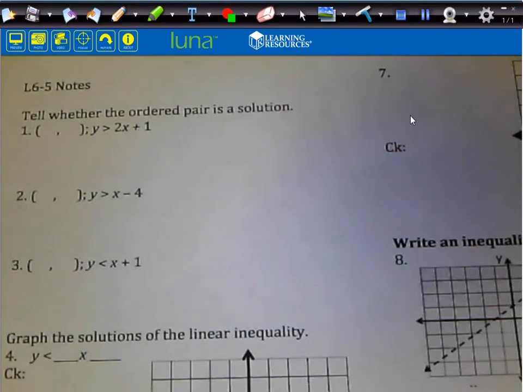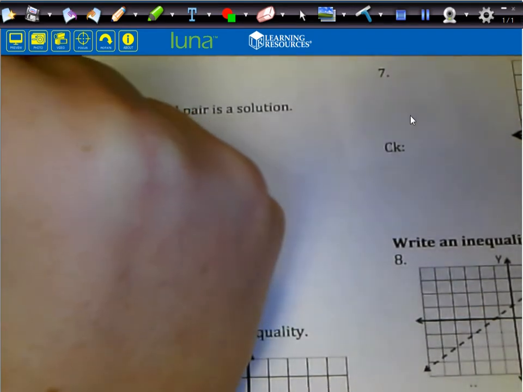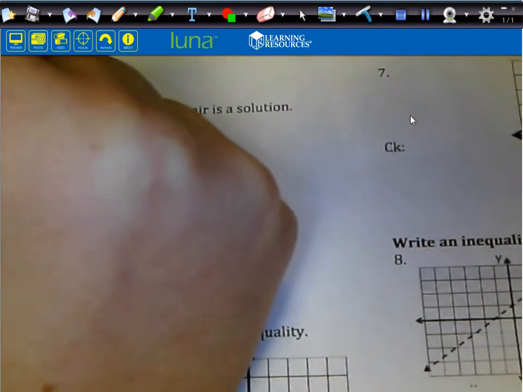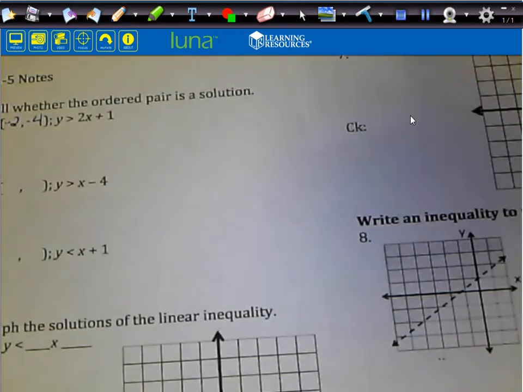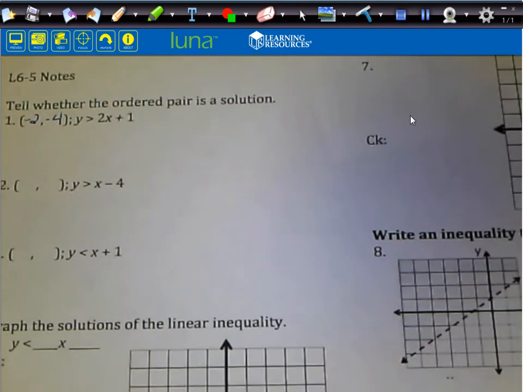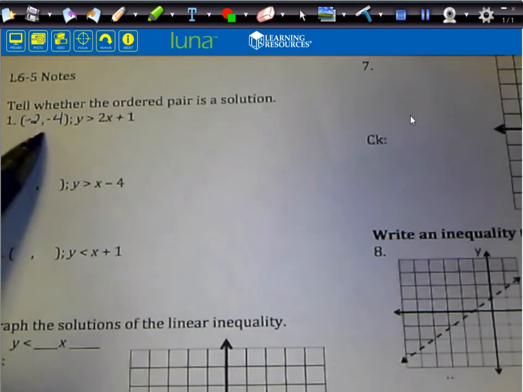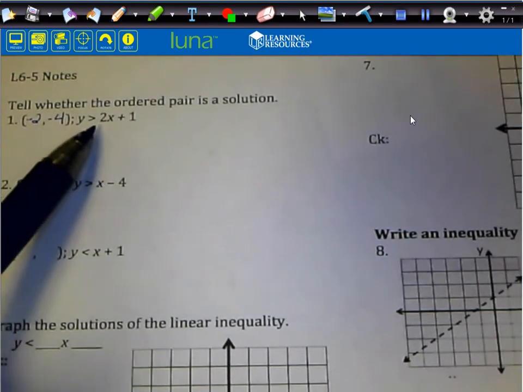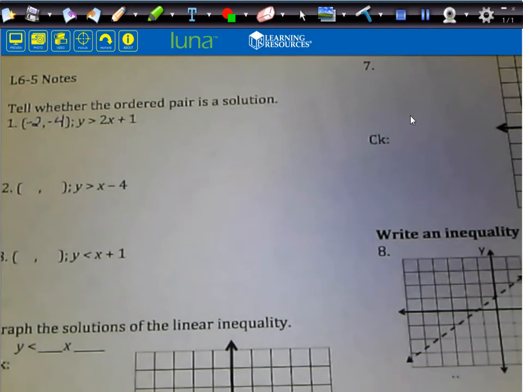Alright, now we're going to start on your notes handout, the 6-5 notes handout that we gave you. The first couple say tell whether the ordered pair is a solution. So for number 1, our ordered pair is -2, -4. So go ahead and put -2, comma -4. That's your ordered pair. And they want to know, is this ordered pair a solution to y is greater than 2x plus 1?